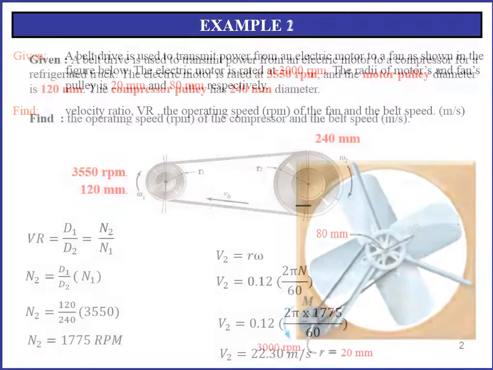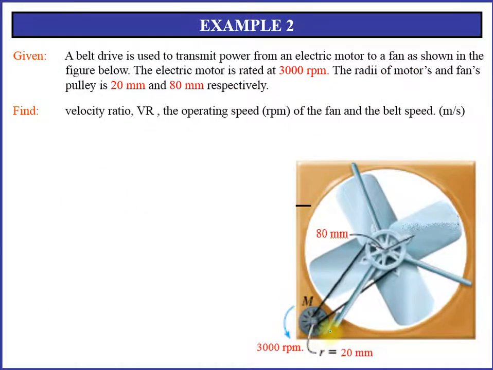Okay, example number 2. There is a motor over here. So the electric motor is running at 3000 RPM, and given that the pulley at the motor is 20 mm radius, and the output at the fan here is 80 mm radius. They are asking to get the velocity ratio, the operating speed of the fan, and then the belt speed.